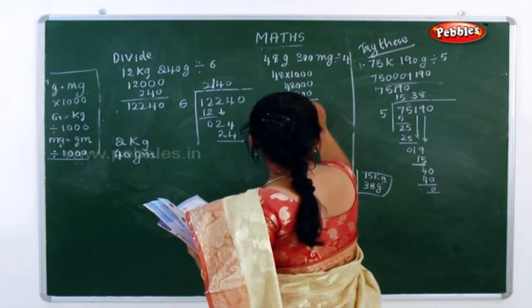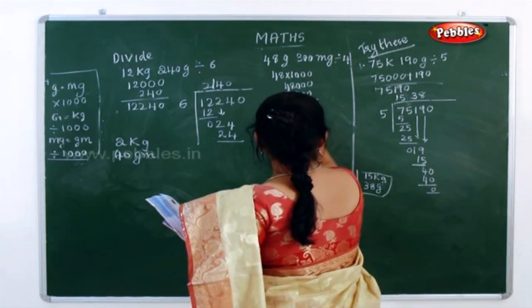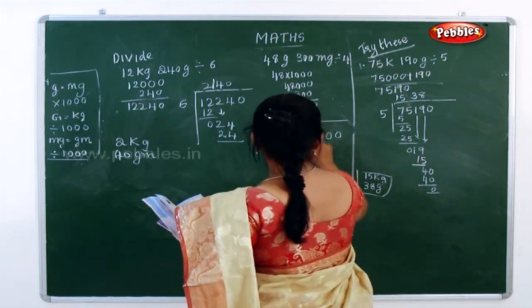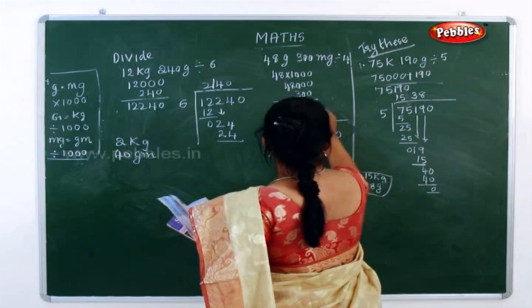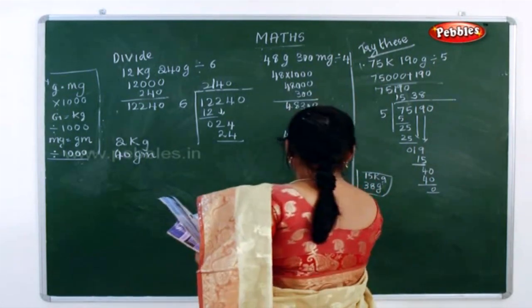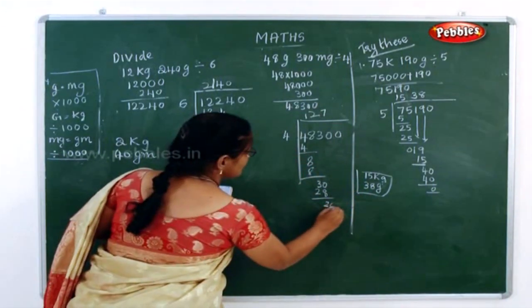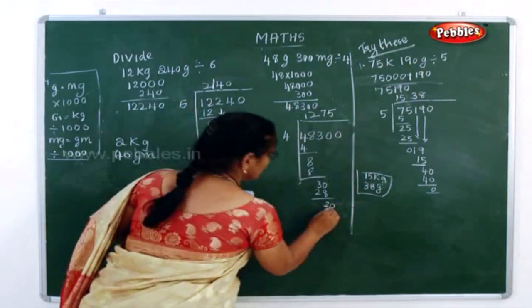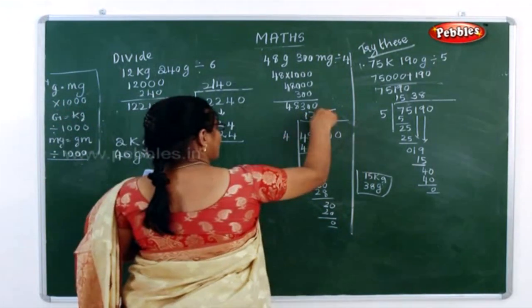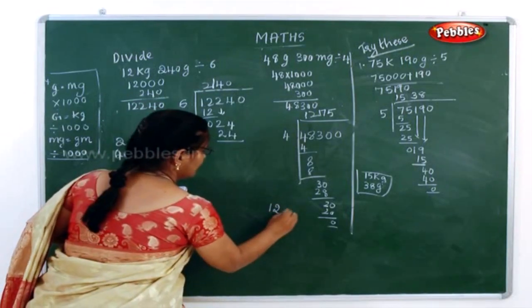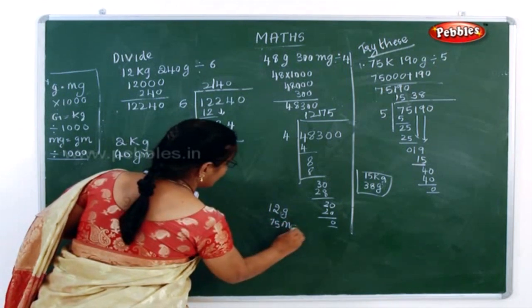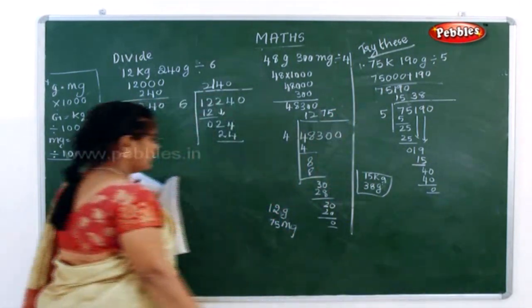So 48,300. You have to divide it by 4. 1 time, 2, 4 7s are 28, then 20, this will become 5 times 20. So now what is the answer you will write? Immediately this 12 grams, you will write 12 gram, and the answer is 75 mg. It is 12 gram and 75 mg.